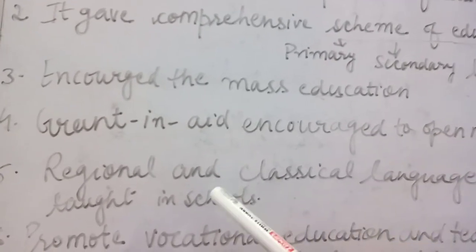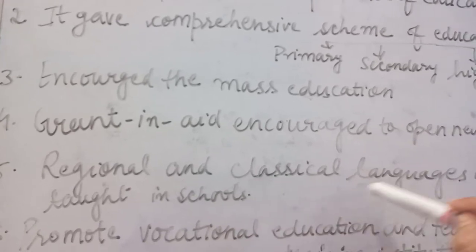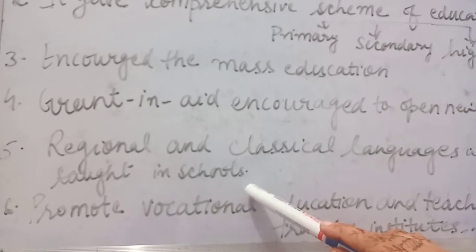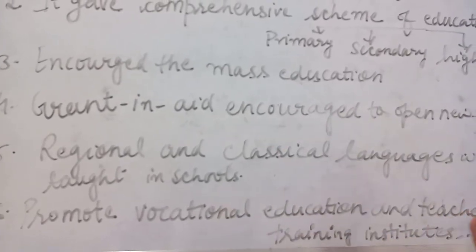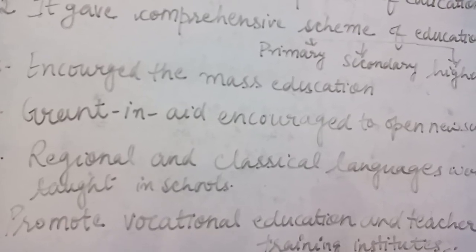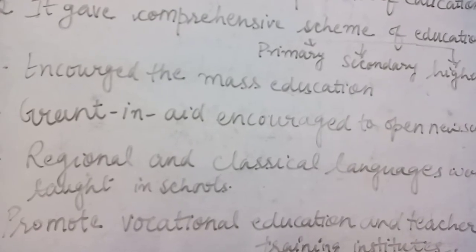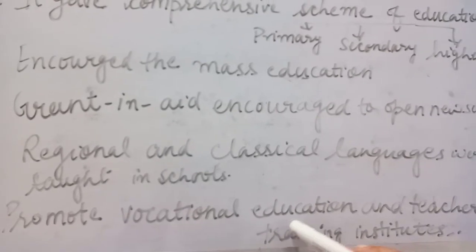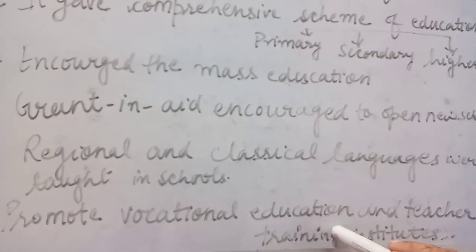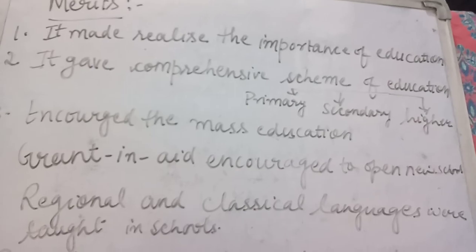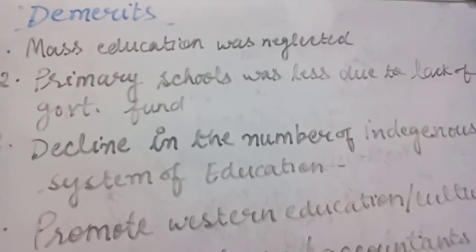Regional and classical languages were taught in schools and universities also. Universities were established in Calcutta, Bombay, and Madras for higher education, and it emphasized the necessity to promote vocational education and teacher training institutes. These are the merits of Wood's Dispatch, and there are also some demerits.